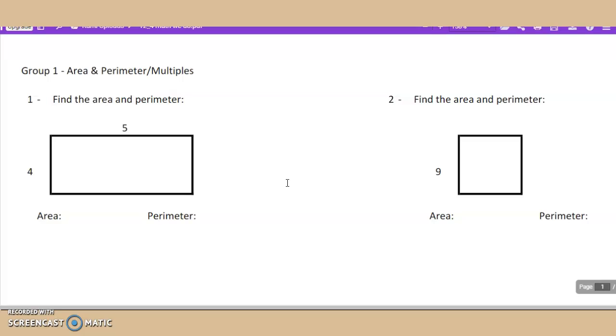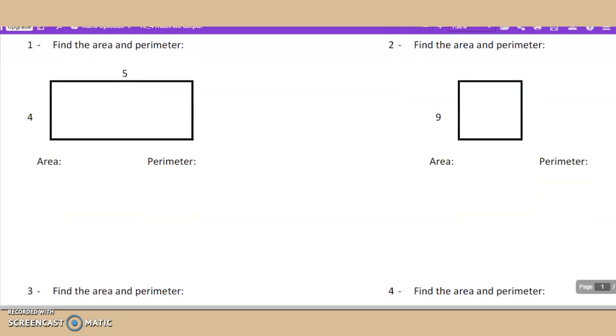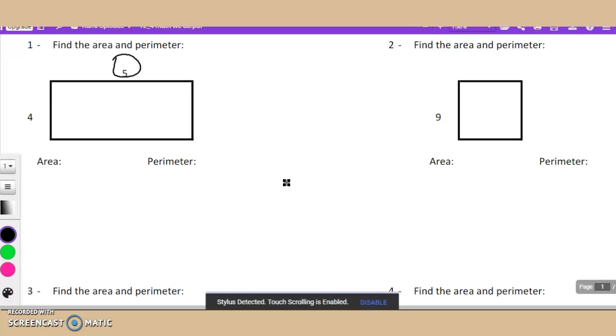Now, one thing that's super important when you're working on finding the area and the perimeter is show all of your work. If you are not showing all of your work, you will not be able to move on. So let's look at problem number 1. Okay, and it's asking you to find the area and the perimeter. Okay. So on here, the area is going to be length times width. So you are going to do the length, 5, times the width.